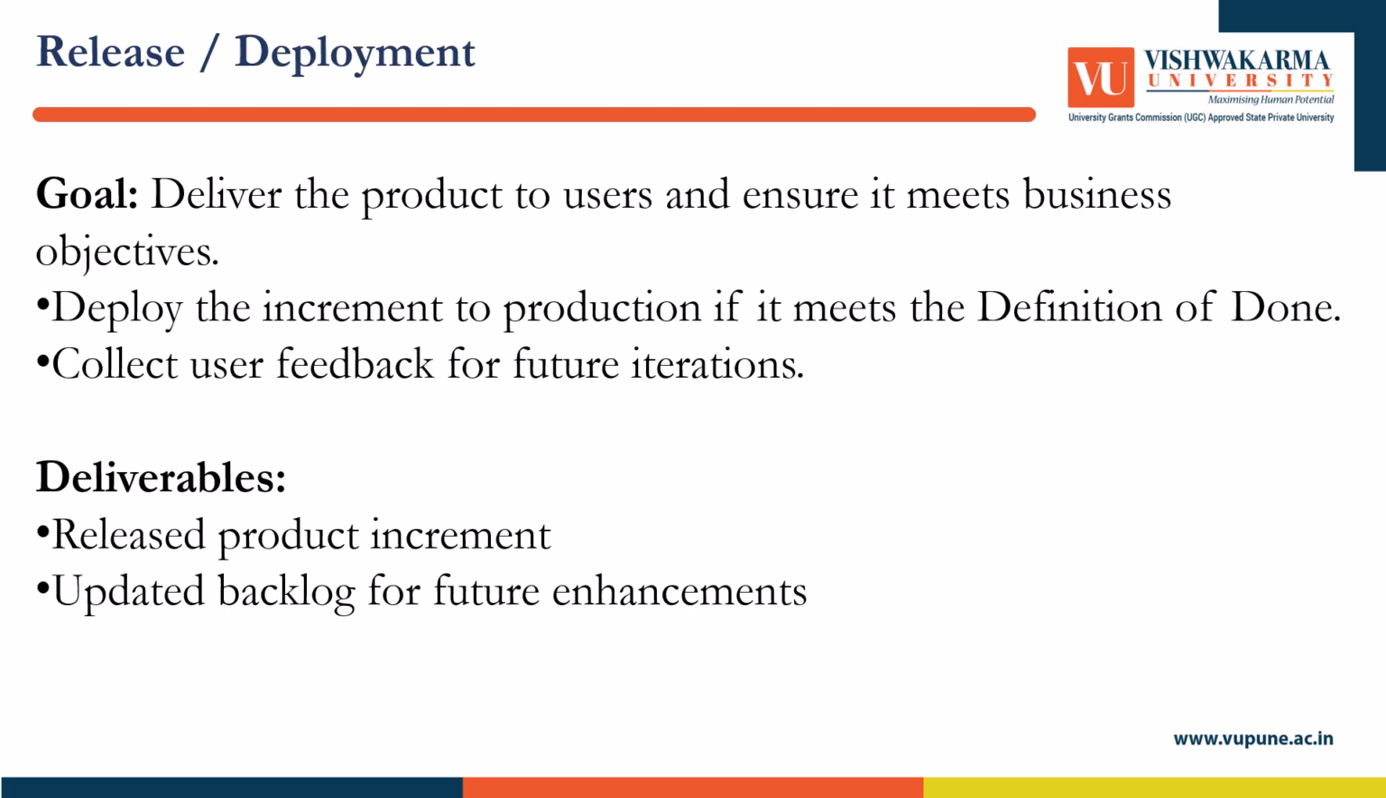Now the fifth one is release deployment. Deliver the product to users and ensure it meets business objectives. Deploy the increment to production if it meets the definition of done. Collect user feedback for future iteration. Deliverables are like a release, product increment, or updated backlog for future enhancement.